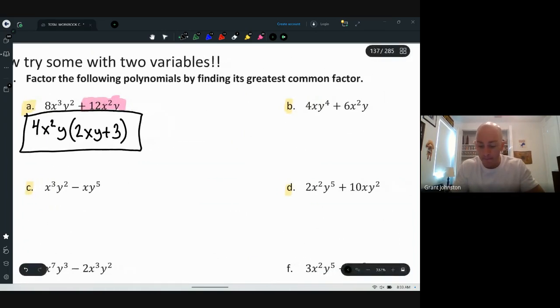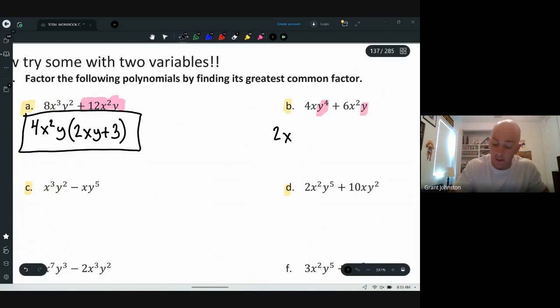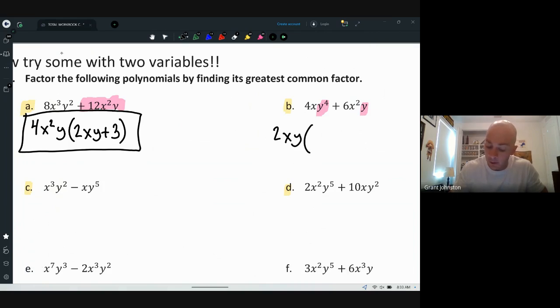Let me try B. So I have a 4 and a 6. Greatest common factor of 4 and 6 is 2. The most number of x's I can take out is just one of them. And if we're looking here and here, the most number of x's I can take out is just 1. And then even with the y's, the most number of y's I can take out is just 1, showing from that 2nd term. So I'm going to factor out a 2xy.